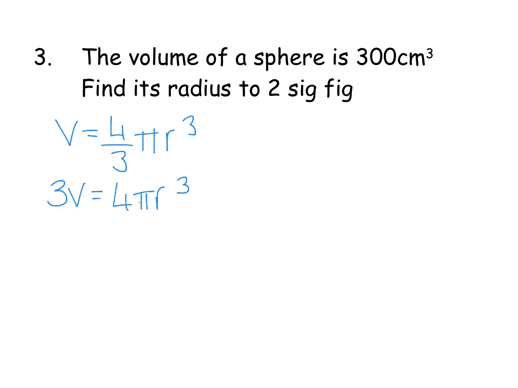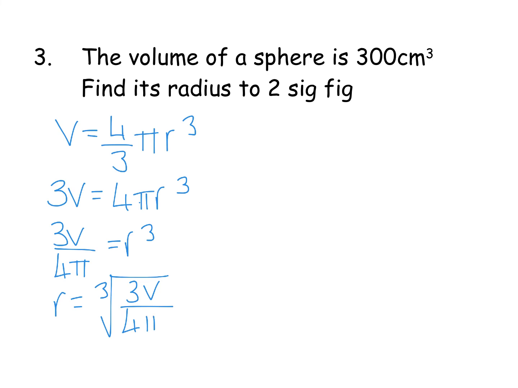Now your aim is to try and get the r on its own. So I now need to divide by 4 pi, because 4 pi is multiplied just now. So it's going to be 3V over 4 pi equals r cubed. And then at that point, we're just going to take a cube root. So it's going to be the cube root of 3 times your volume all over 4 pi.